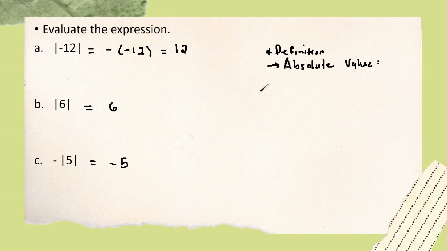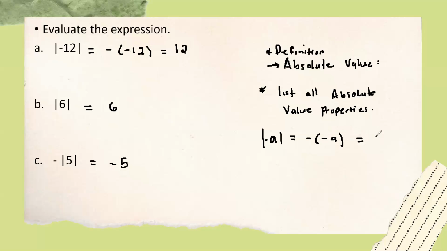You can also list all of the properties that we discussed in the previous lecture. For the absolute value of numbers that are negative on the inside, it's going to be the opposite of this number, so it'll be positive. We also discussed the property that the absolute value of 0 is going to be 0. And we also discussed the very important criterion that absolute values are never negative.